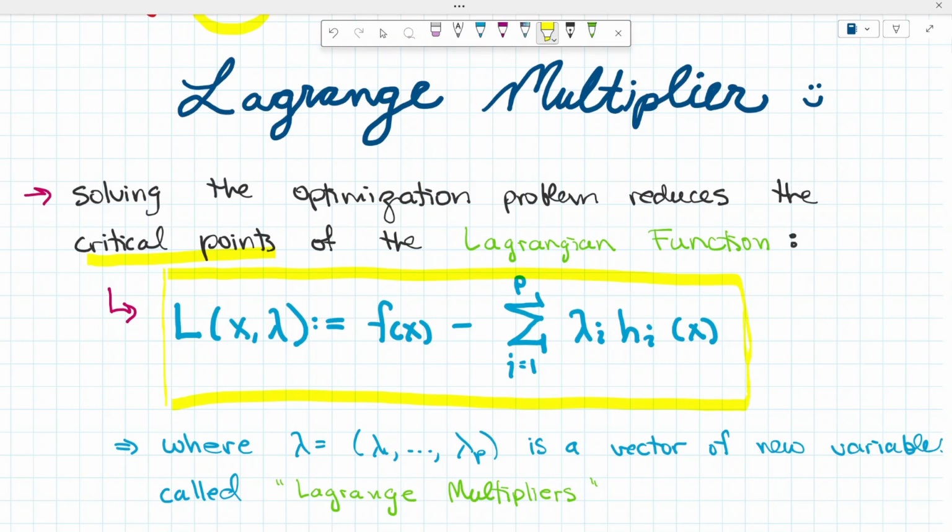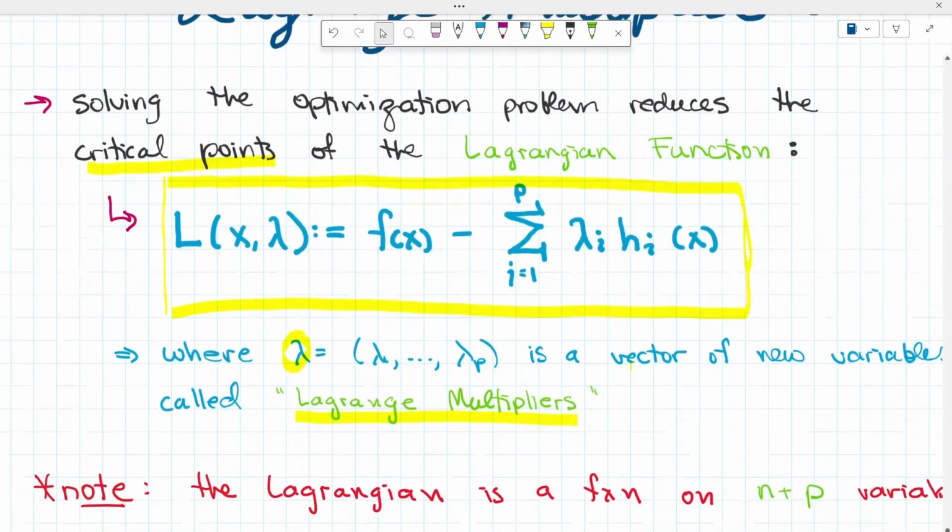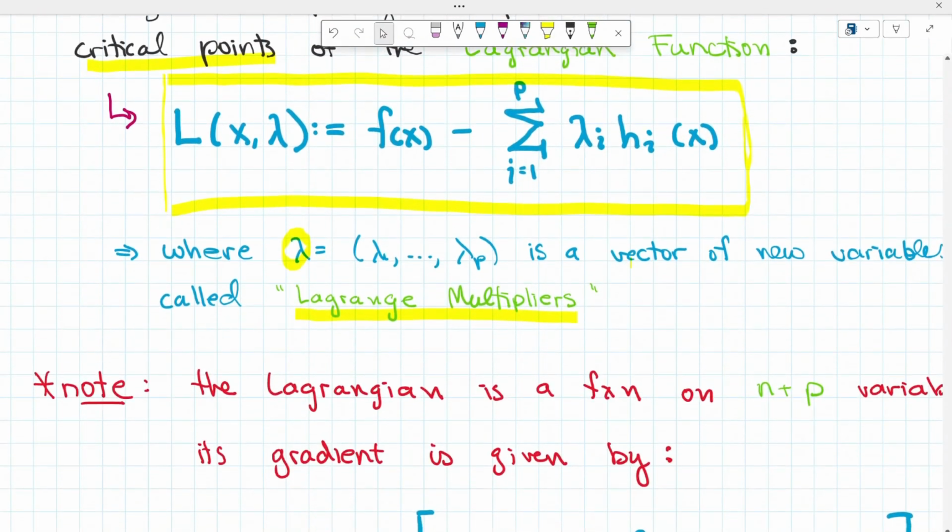So again, solving the optimization problem reduces to finding the critical points of the Lagrangian function, which is denoted here. So these numbers, scalars, lambda, this vector of lambdas is a vector of a new variable called Lagrange multipliers. So lambda in this case here is not an eigenvalue, it is our Lagrange multipliers. So we have to introduce this into our Lagrangian function in order to complete our optimization problem.